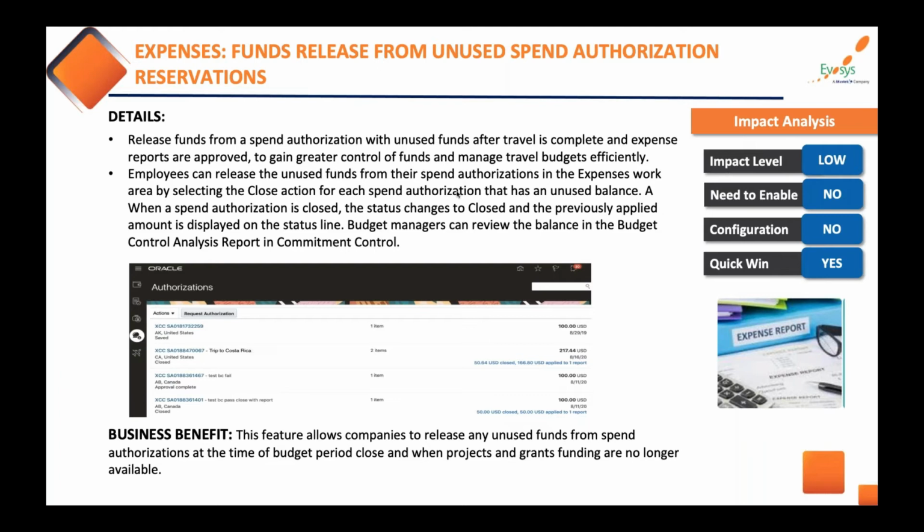And let's say when the person returns from the business trip, they have just used $800. Then for the $200, currently there is no way to release the funds, and someone has to go and do a manual adjustment. But now you can actually release the funds for your unused spend, and those funds can be used for your other expenses. So again, this is a very helpful feature which was missing previously, and now it is coming in 20D. From our impact analysis point of view, the impact level is low again, because not much regression testing is required, not much enablement is required, not much configuration is required, and it's a quick win.